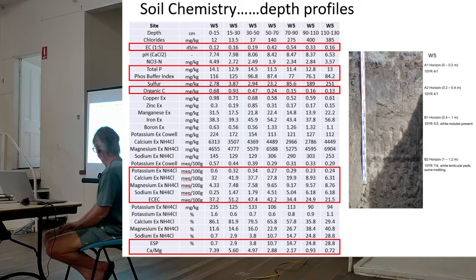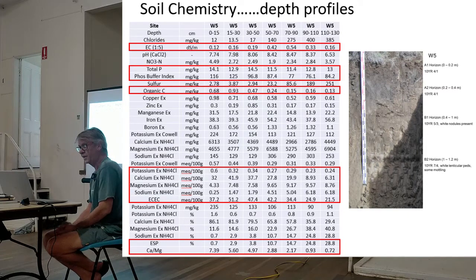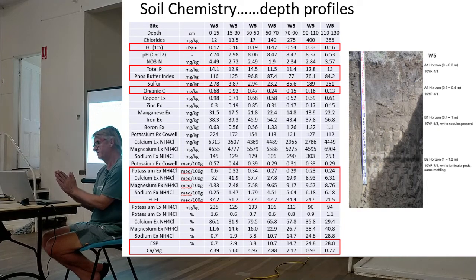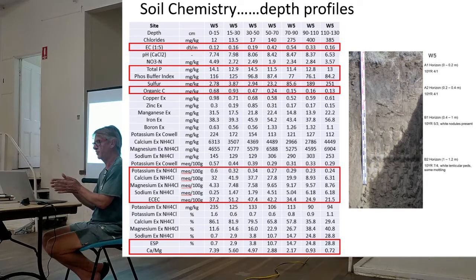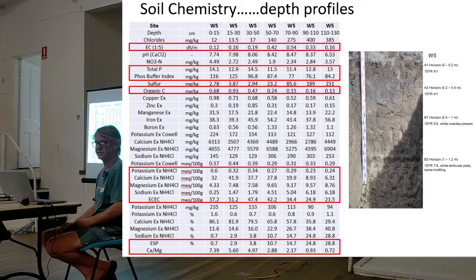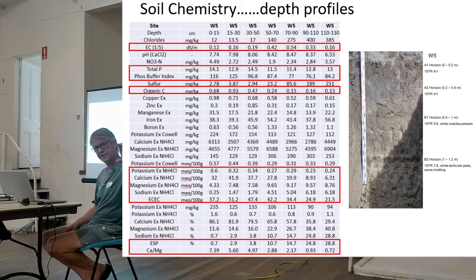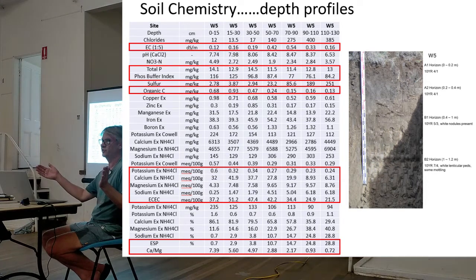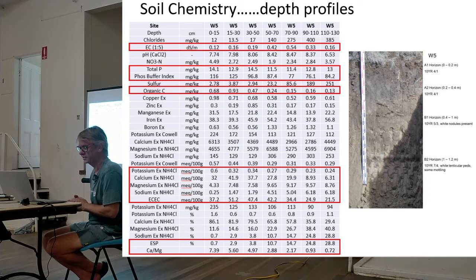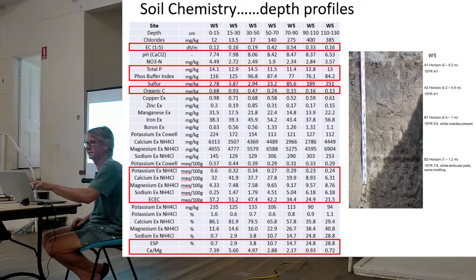Now that number there, actually all of those are quite good. What we're looking for in this is where we've sampled at 0 to 15 centimetres, 15 to 30, 30 to 50, 50 to 70, all the way down to 130 centimetres. So we've taken quite a big core and taken depth profiles as we've moved down, from left to right is what you're looking at. If you look at conductivity, you can see that it starts increasing by about 50 to 70 centimetres. It's at 0.42, then 0.54, and then it starts decreasing again.